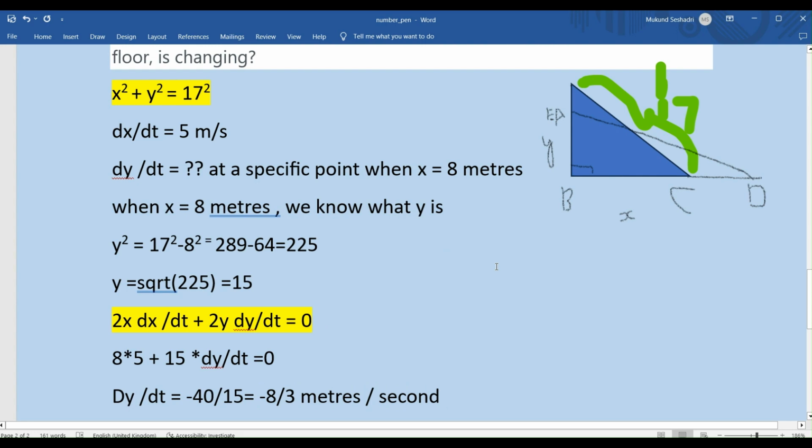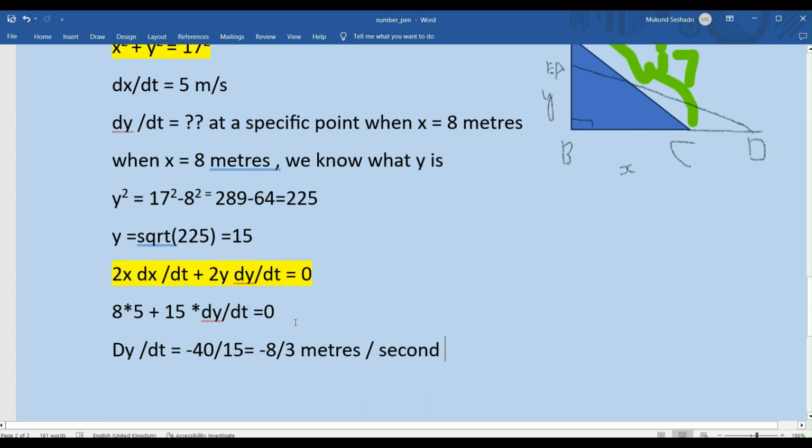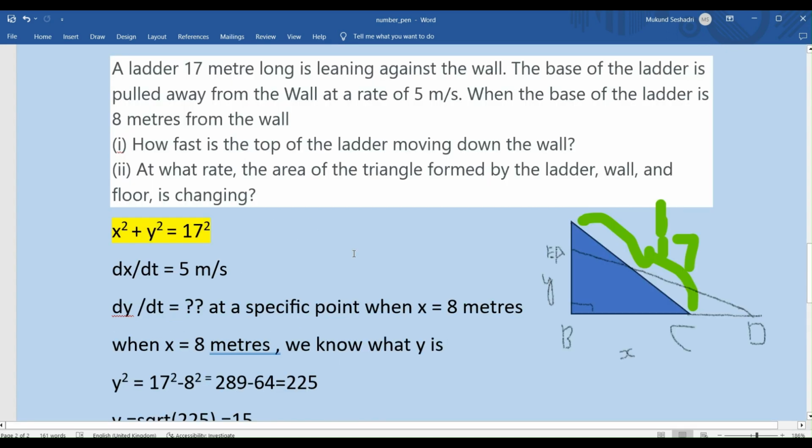I hope you are with me here. So dy by dt is minus 8 by 3 meters per second. dx by dt is positive, which means that as the ladder slides, x goes on increasing. So you see dx by dt as a positive number, whereas dy by dt is a negative number because y goes on decreasing. So that's why you end up with a negative answer for part A.